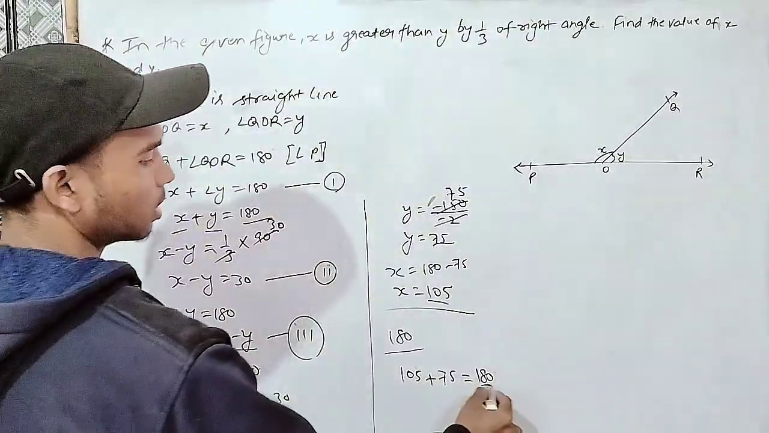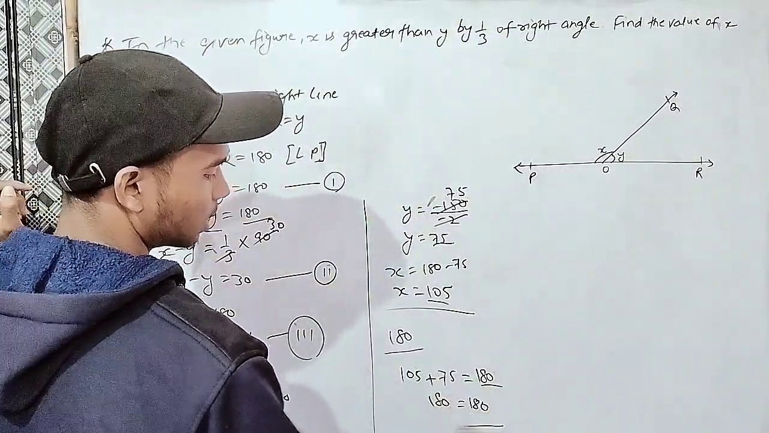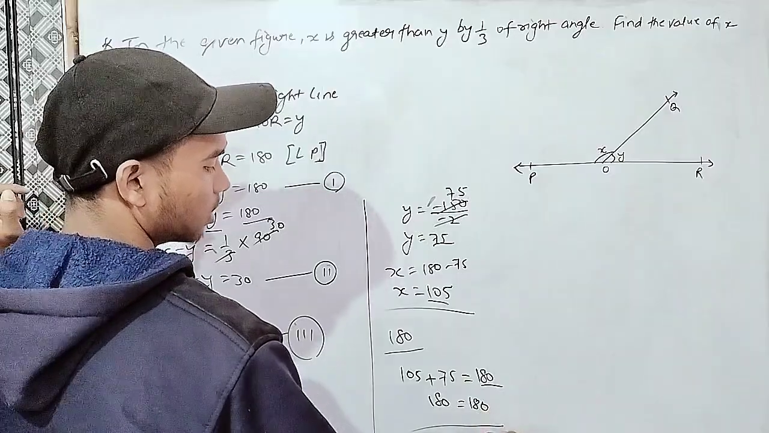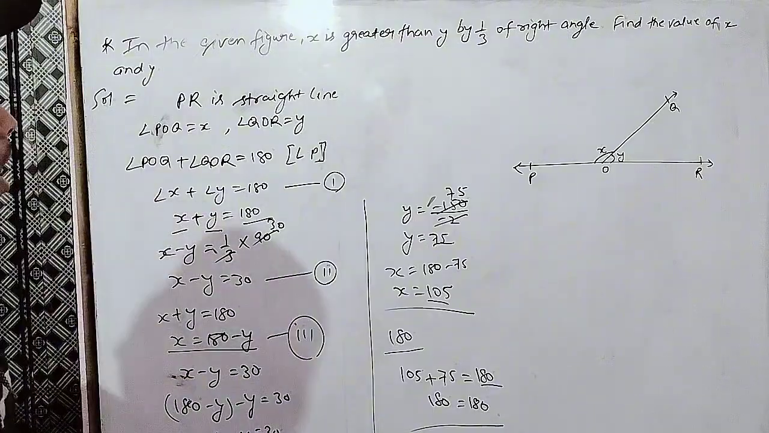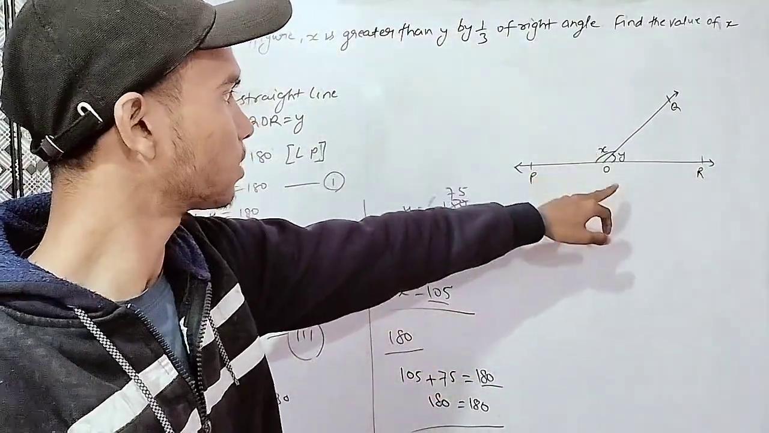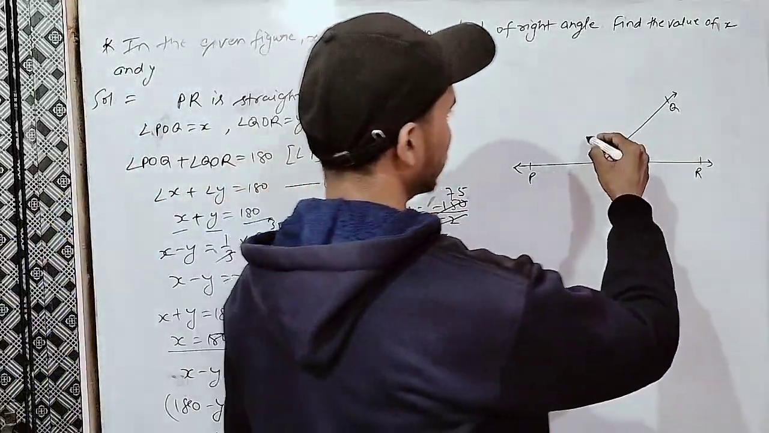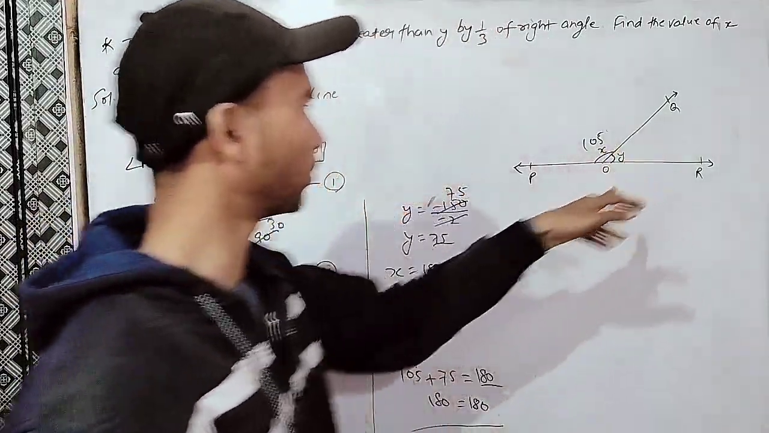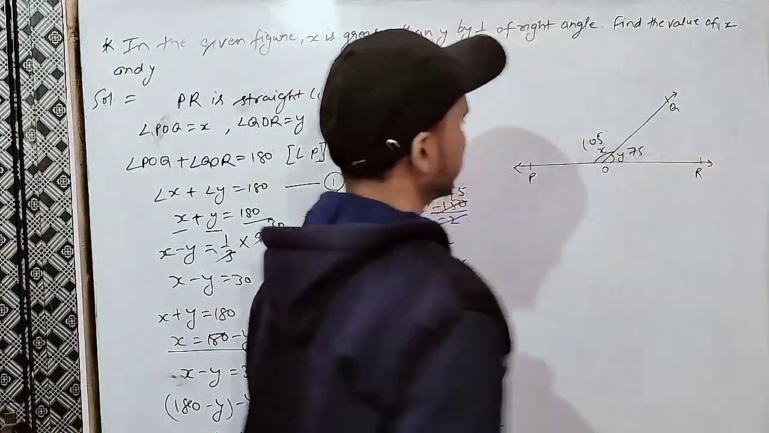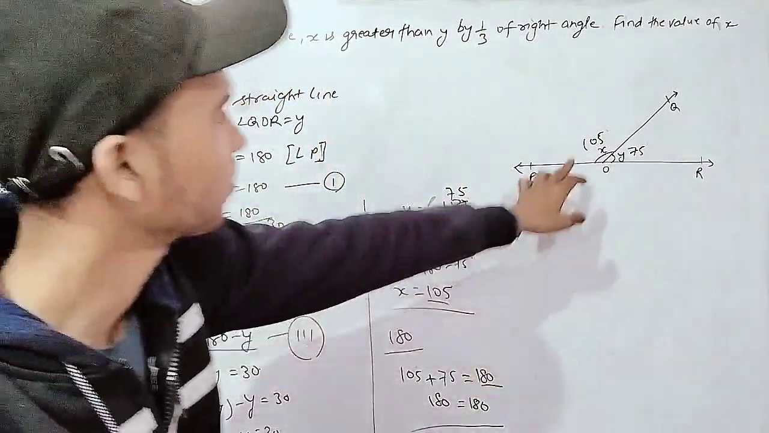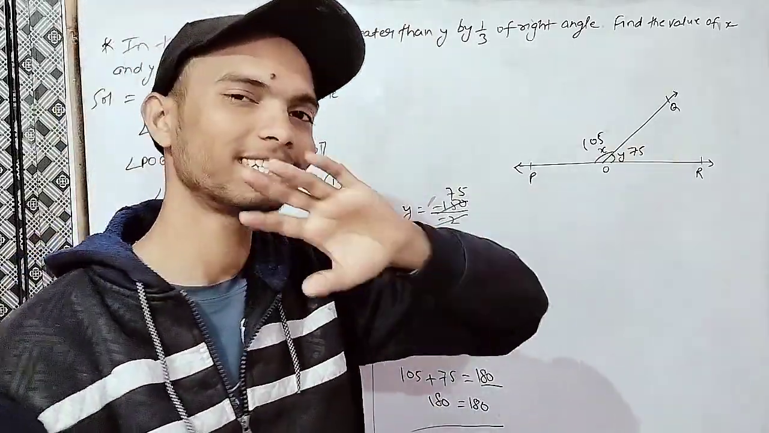This is as it is. Now the sum of this will be 1. LHS and RHS are the same. It means our answer is correct. The value of this angle is 100... 105, and the value of angle y is how much? 75. Okay.